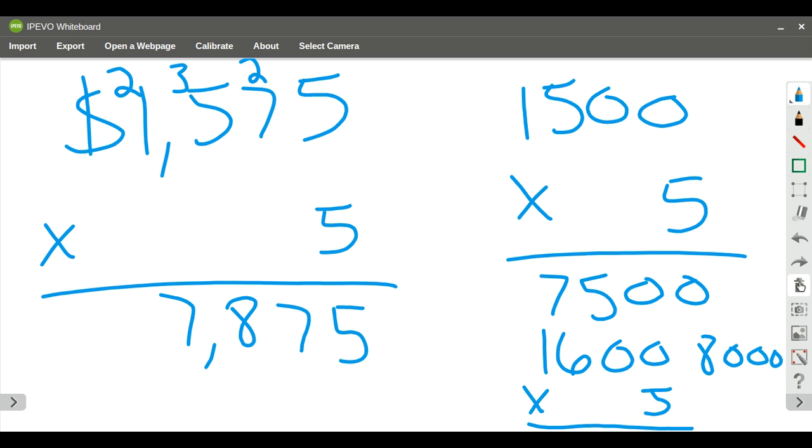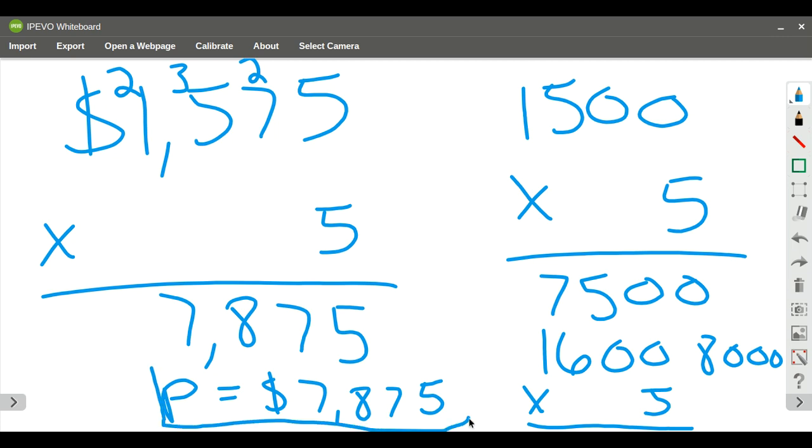Okay, so what I would do is I would say P is equal to 7,875. Going back to that original equation that I had written, I'm telling the price of the variable, I'm explaining what the value of P is after I've solved it.